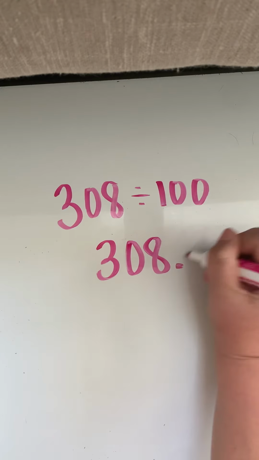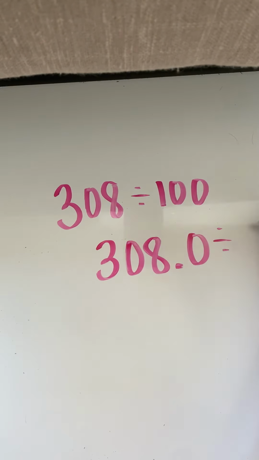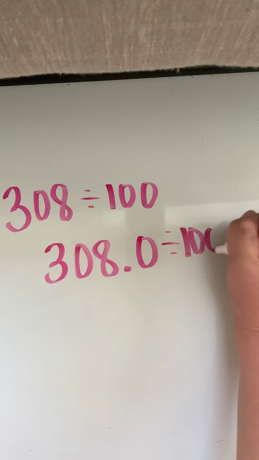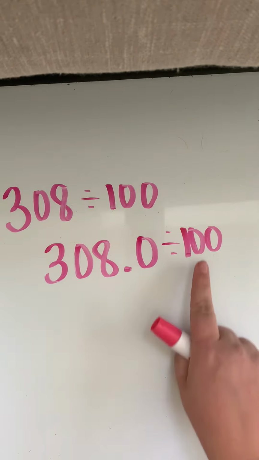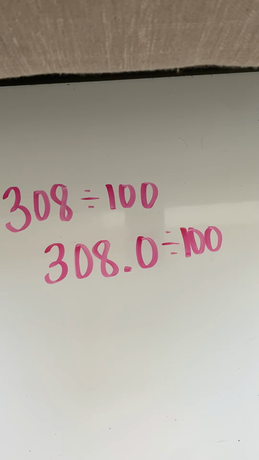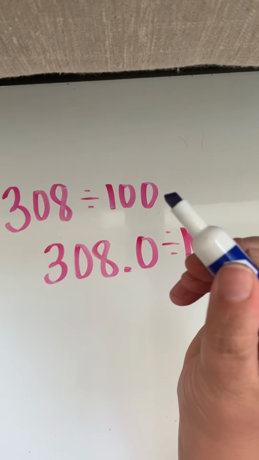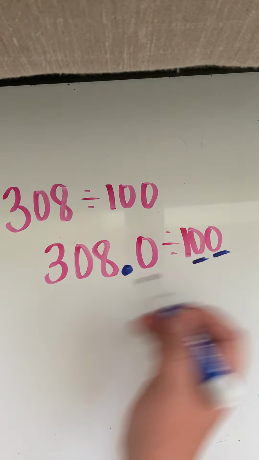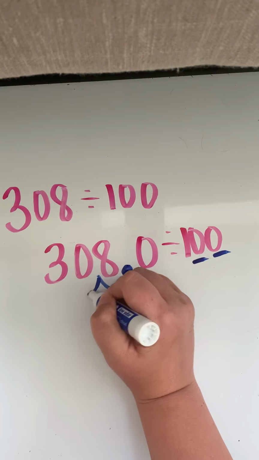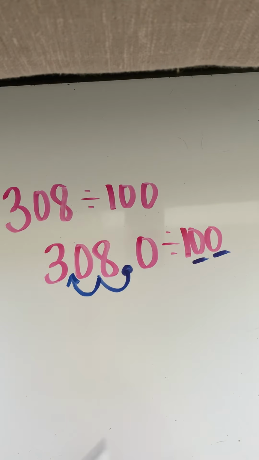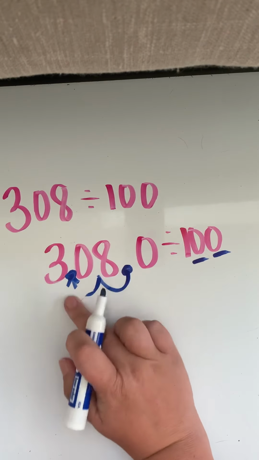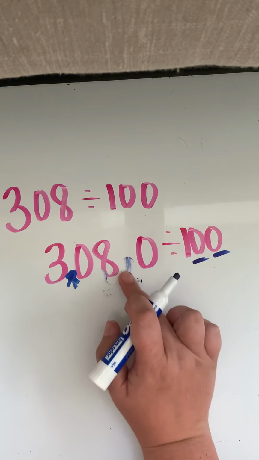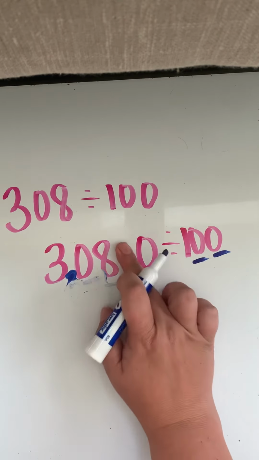308.0 divided by 100. Okay, so I have 2 zeros in my 100, and I know that I'm dividing, so I'm going to be moving left. So I am going to take my blue marker and put it on my decimal, and I'm going to move it over 2 times. Here we go. Ready? 1, 2. Outstanding. I'm going to go ahead and erase this so that I can see it pretty well.